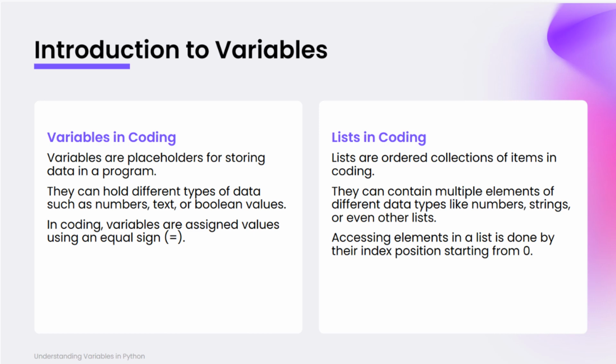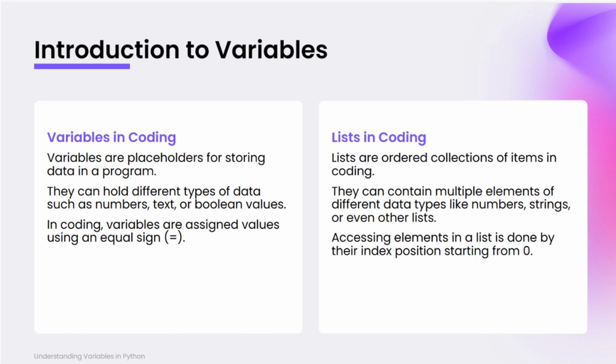First, we'll start with variables, which are the simplest data type there is. Variables are placeholders for storing data in a program. They can hold different types of data such as numbers, text, or boolean values, which are basically true or false, 0 or 1. In coding, variables are assigned using an equal sign. So you can think of variables as a drawer that can store one of your books.